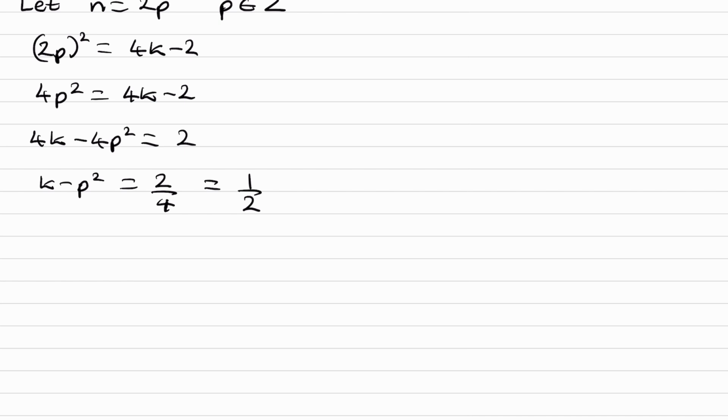k and p are both integers. And that means that k minus p squared must also be an integer. And as we can obviously see, a half is not an integer. There's our contradiction, and therefore the original statement must be true.